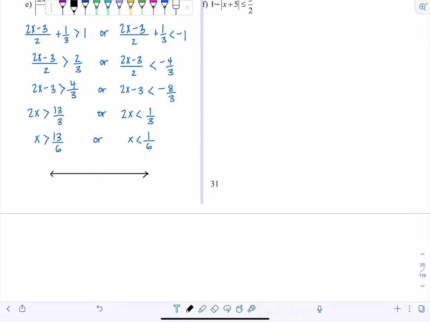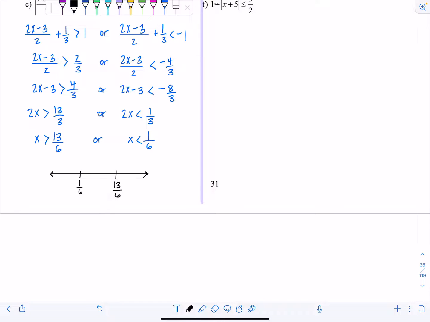So let's see here. X is less than 1/6 or greater than 13/6. Do you see how I'm not stressing about the number line? I'm only putting the two values of interest, 13/6 and 1/6, on there in a way that makes sense, and then that's it. I'm not drawing all these tick marks.